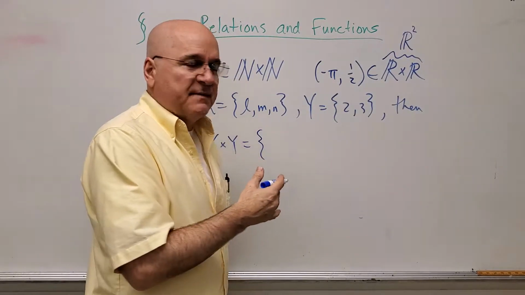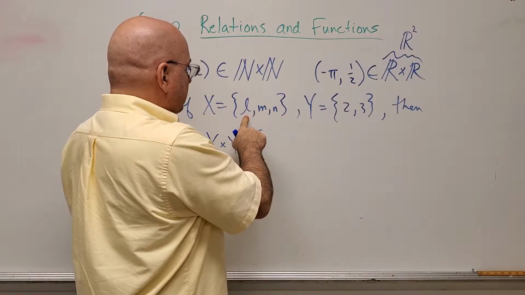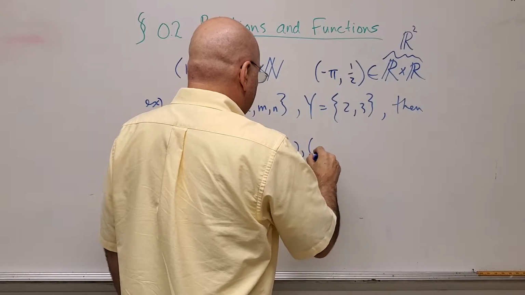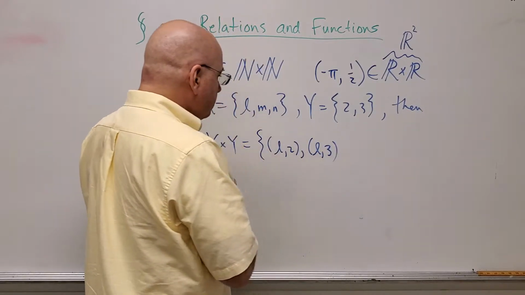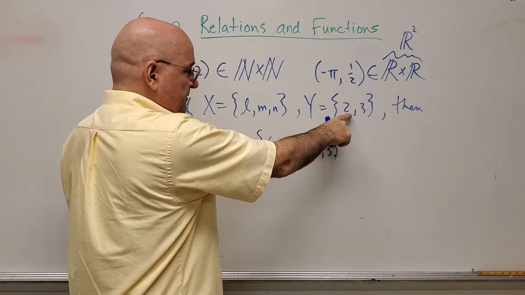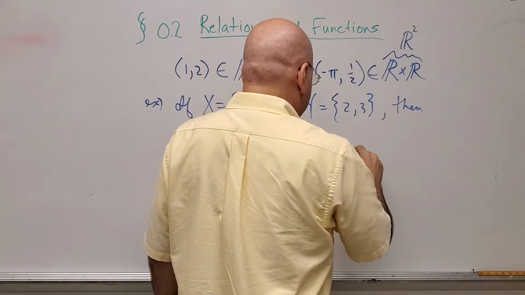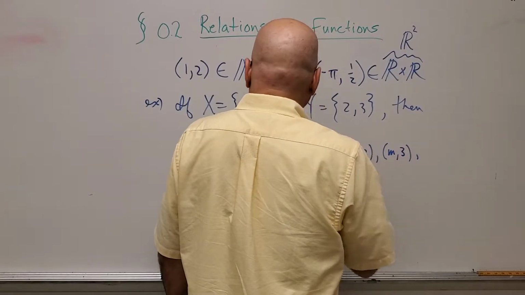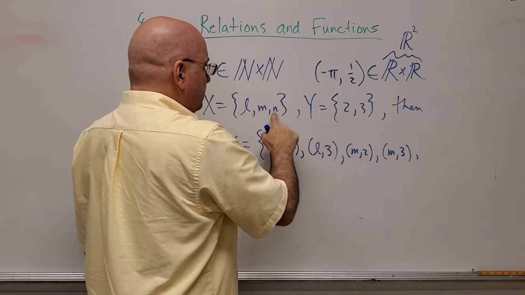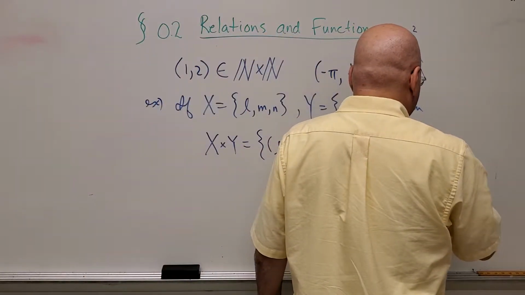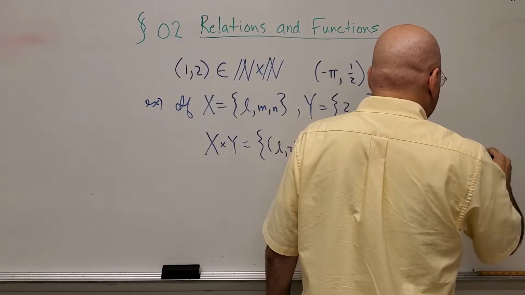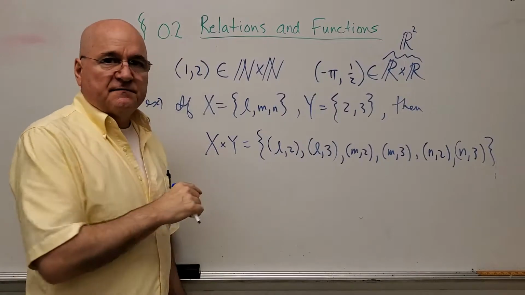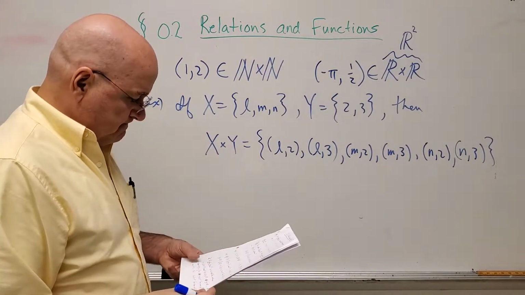So order doesn't matter, but I think I'm going to take l and match it with the 2 and the 3 both. And then I'll take m and match it with both of the 2 and the 3. And then finally I'll match n with 2 and n with 3. So that is the Cartesian product of the two sets X and Y.